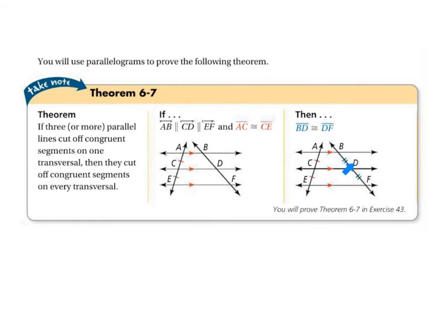So then BD will be congruent to DF. If 3 or more parallel lines cut off congruent segments on one transversal, then they cut off congruent segments on every transversal. Neat. Let's apply that to a problem.